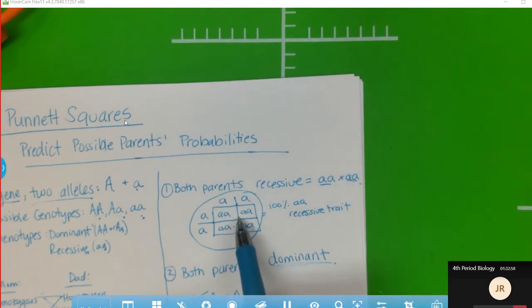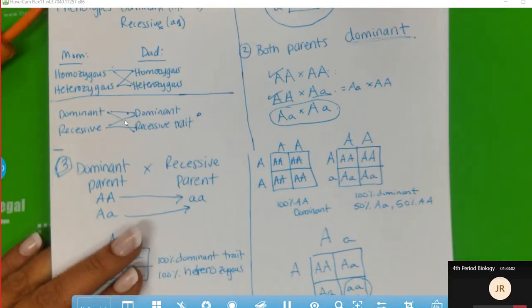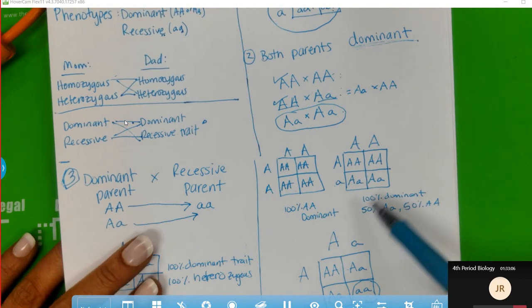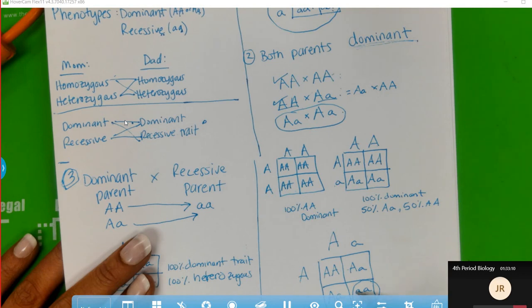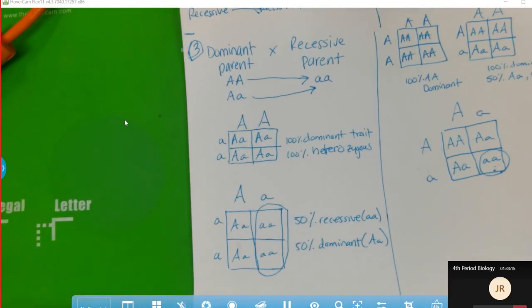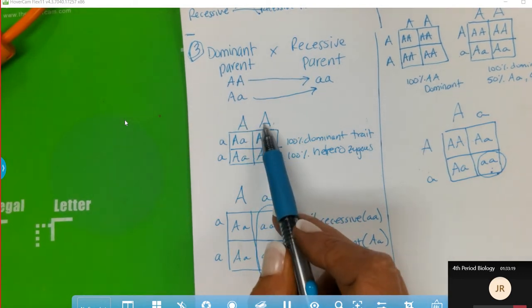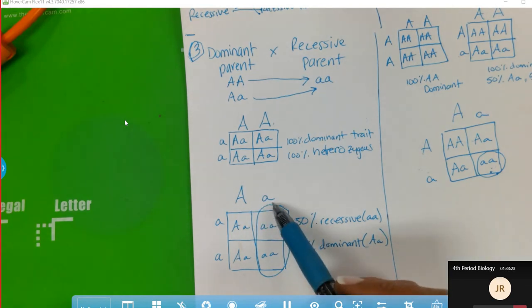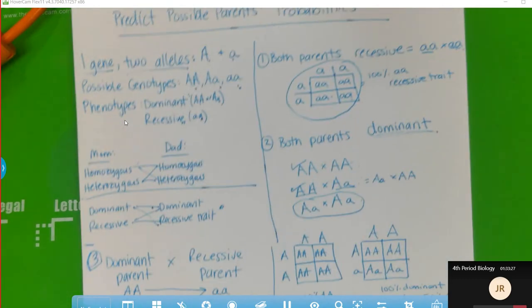Both parents recessive, all the kids are recessive, there's only the small a alleles. Both parents dominant, you have 3 options. The only one that doesn't have all of the children also being dominant is if both parents are heterozygous. And then you have a dominant parent and a recessive parent. If the dominant parent is homozygous dominant, all the kids are also dominant. If the dominant parent is heterozygous, then it's 50-50.